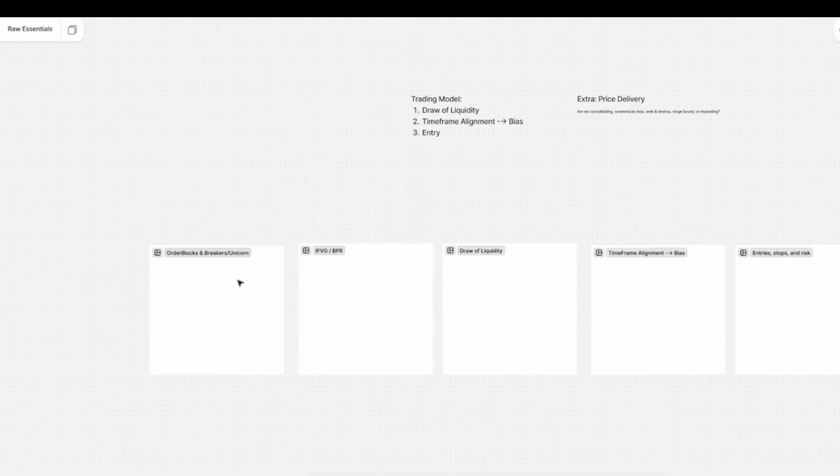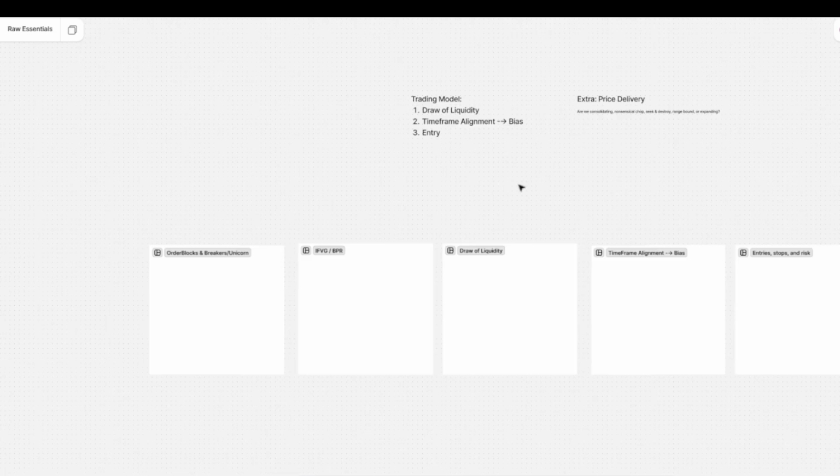So the first topics: order blocks, breakers and unicorns, inversions, BPR, draw liquidity, time frame alignment to get your bias, entry, stop, and risk. And basically, the main three things I look at when I take trades is draw liquidity, this the first one, time frame alignment, and then entries. As long as all three things align with me, then I'll get a setup.